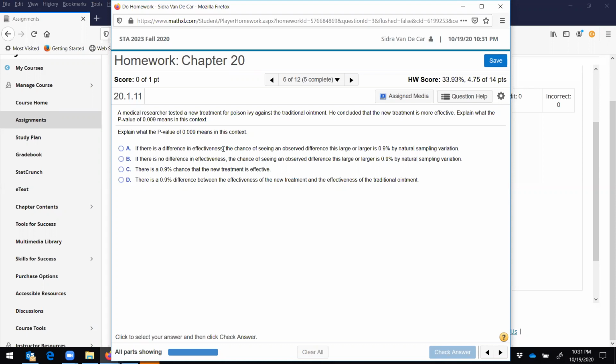If there is a difference in effectiveness, the chance of seeing an observed difference this large or larger is 0.9% by natural sampling variation. That sounds correct. What's the difference here? Let's see. Oh, if there is a difference versus if there is no difference. It should be if there is no difference in effectiveness, right? If they're really the same, the chance of getting this by sampling error alone is 0.9%.